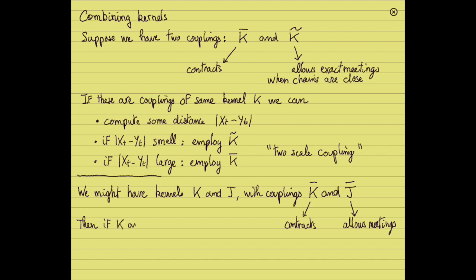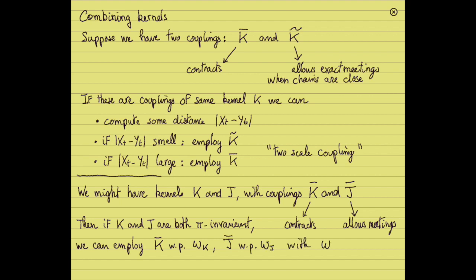So if both of those kernels, even though they are different, are pi invariant for the same target pi, then we can employ a mixture of those two kernels to obtain yet another kernel that is also pi invariant. And that leads to the following strategy for coupling. We employ K bar with some probability omega_K. Otherwise, we employ J tilde with probability omega_J, such that omega_K plus omega_J is equal to 1. And so intuitively, we might want to choose to use the contractive coupling with large probability, and with small probability, we attempt a meeting. And that combined strategy might result in faster meeting than if we try meetings at every step.